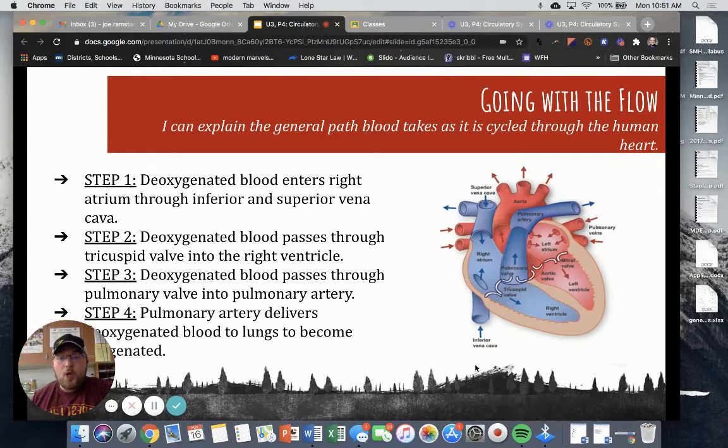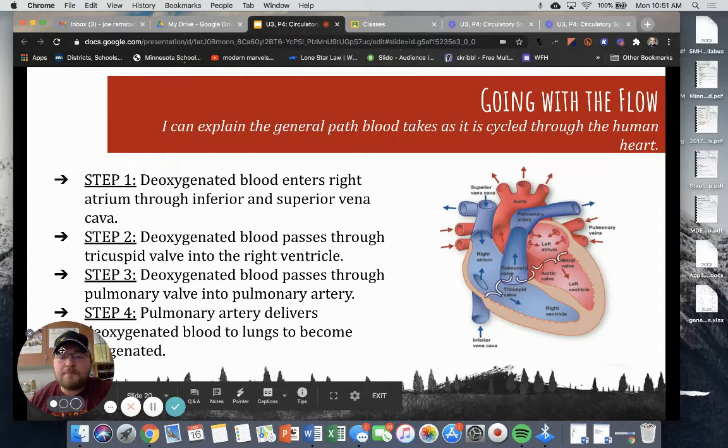Step 4, the pulmonary artery delivers the deoxygenated blood to the lungs to become oxygenated. So the blood becomes oxygenated within the lungs. It's kind of the way to remember it.